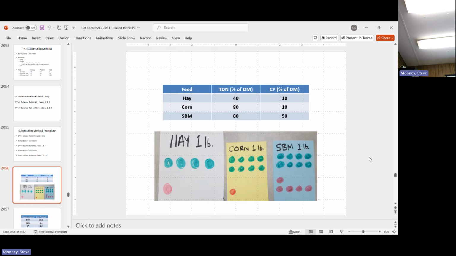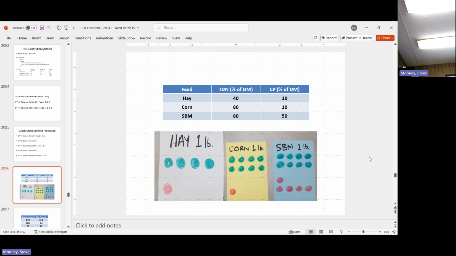So every pound has how many pounds of TDN in it? Every pound of feed. Every pound of hay dry matter. Going to have 4 what? 4 tenths. So every pound of hay dry matter has 1, 2, 3, 4 tenths in it. On a protein basis, it's only 10%. It's going to have 1/10 of a pound of crude protein.